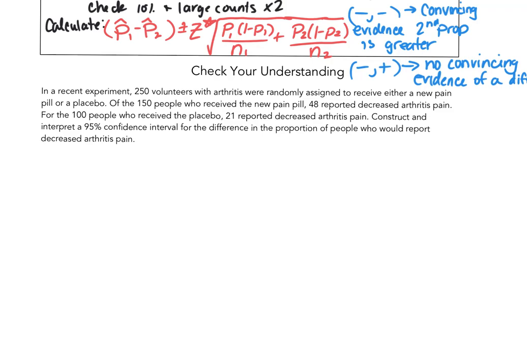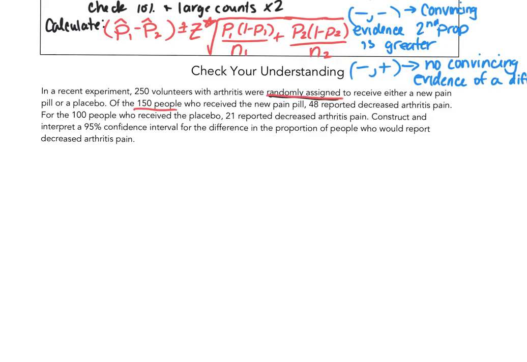We're going to look at a two-sample t-interval for the difference of two proportions. So in a recent experiment, 250 volunteers with arthritis, randomly assigned, receive either a new pain pill or a placebo. So that's important information, randomly assigned.